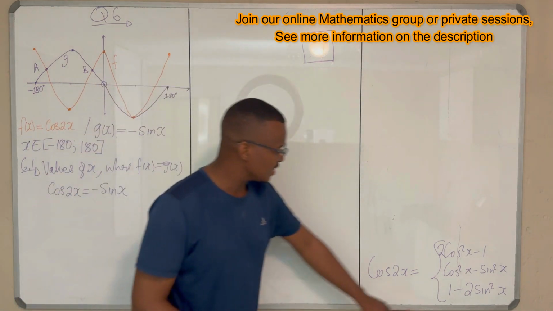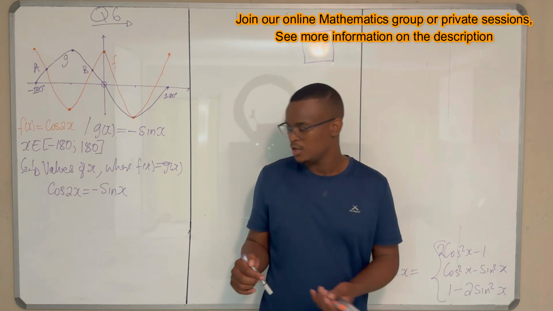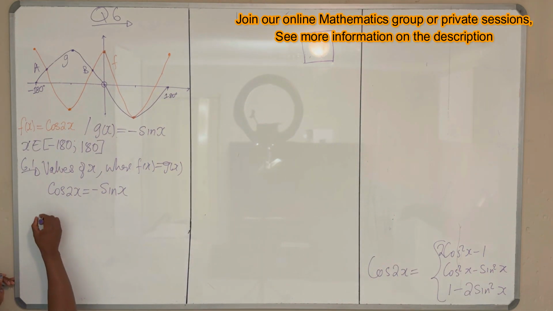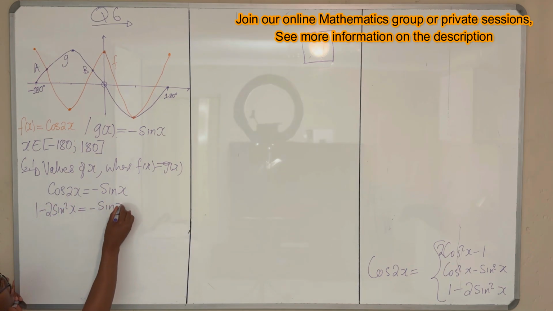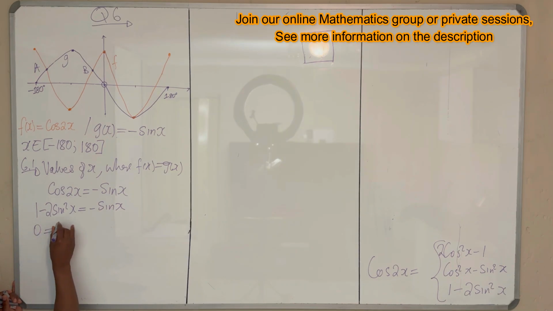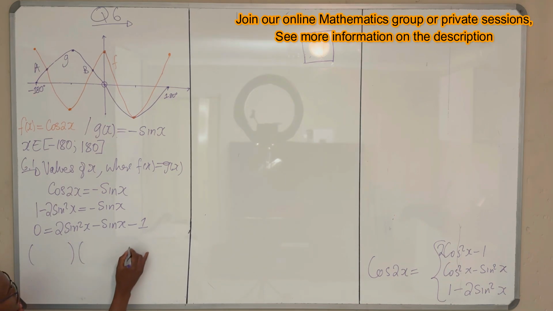So it makes sense to take the last one, the one that contains a sine, because you are just dealing with the sines only. So in that case, here you will have 1 minus 2 sine squared of x is equal to negative sine x, right? So your 0 is equal to 2 sine squared x minus sine x minus 1, right? Then we can factorize this, equals 0.